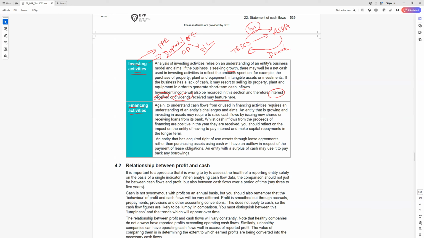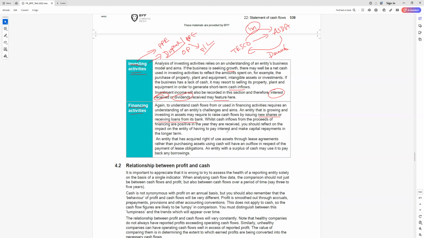An entity that is growing and investing in assets may need to raise cash by issuing new shares or receiving a loan from the bank. So either new shares or a loan received from the bank will be relevant to the financing activities. While the cash inflow from the proceeds of financing is positive in the year it is received, you should reflect on the impact on the entity of having to pay interest and make capital repayments in the long term. So either I take a loan or make a repayment for that, we need to record it in the financing activities.